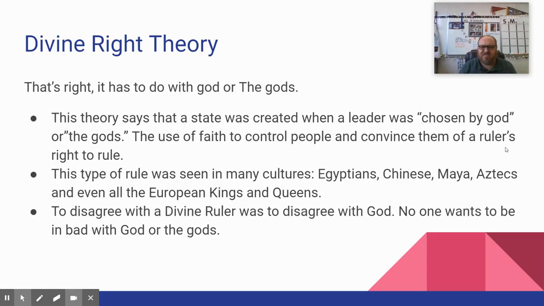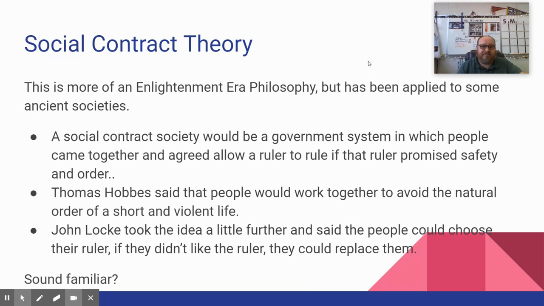This type of rule was found most commonly in the ancient Egyptians, ancient Chinese, the Mayans, the Aztec, and basically all of the European kings and queens, all the way up to present day. They still use that idea that they're chosen by God to rule. Okay, and nobody wants to disagree with the gods, right?